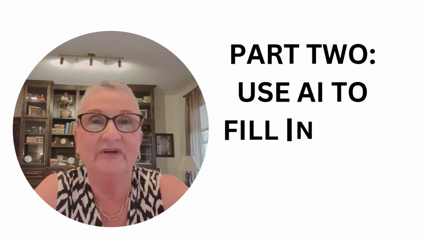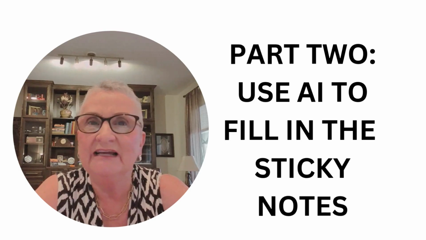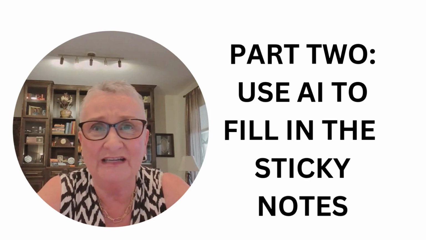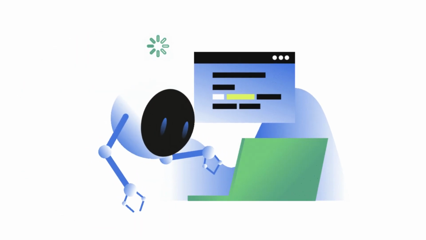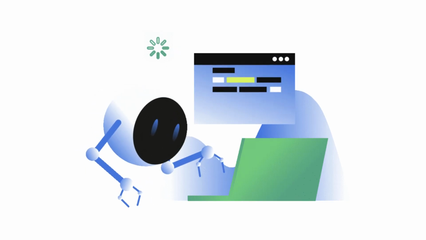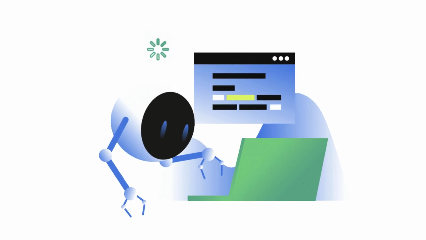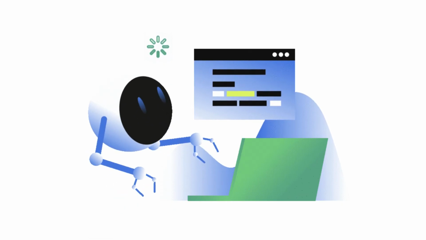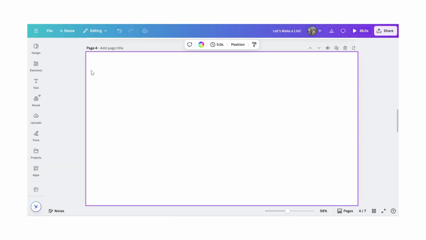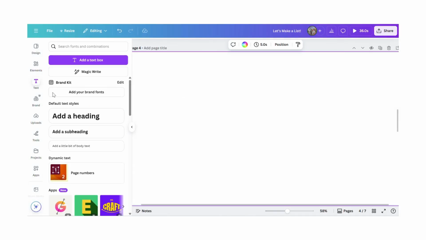Now that we've created a beautiful design that we can use over and over, let's use AI to help us think of what we need to do to fill it in. Let's pretend I'm a new church secretary and I have no idea what I want to do with my week. I know I have to get so much done, but it'd be easier to chunk it into days of the week. Let's let Magic Write help.